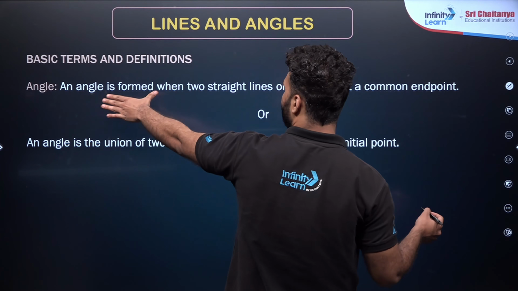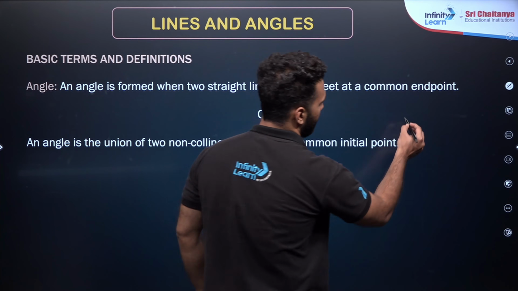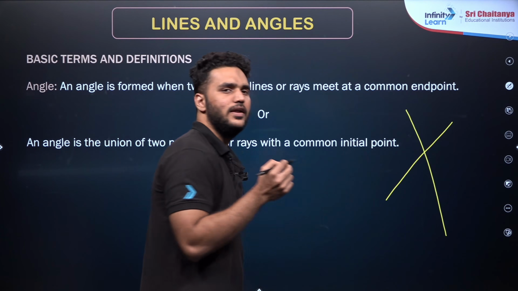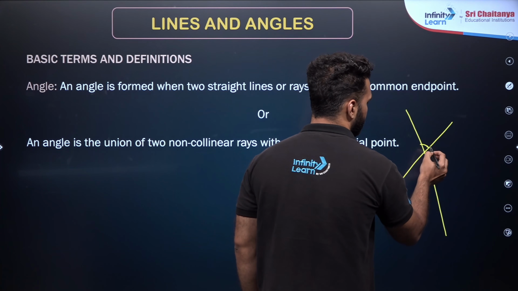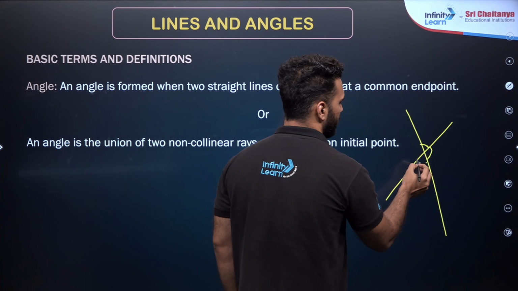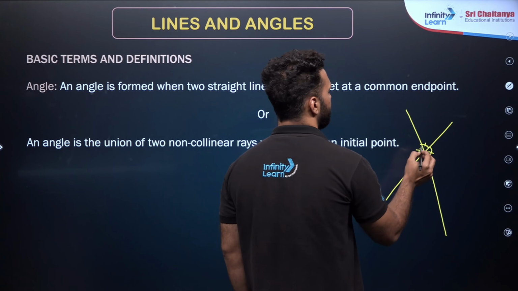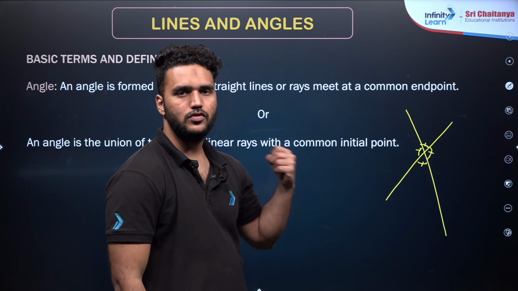First one, an angle is formed when two straight lines or rays meet at a common point. Okay, like one line, another line. So they made an angle. They make an angle like this angle and this one angle. Sir, what about this one and this one? See, this angle and this angle are equal. This angle and this angle are equal. Why? We will talk about that later. Okay, so this is one way to make an angle.